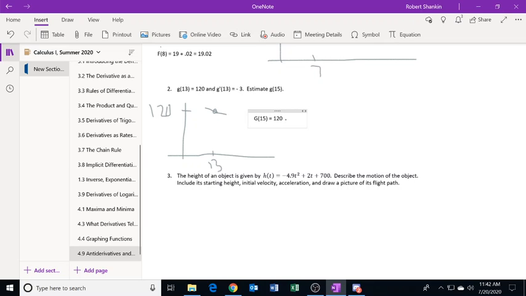And then we adjust for the slope. Now, if we went 1 unit to the right, we'd go down 3. We're going 2 units to the right, so we should go down 6. That equals 114.